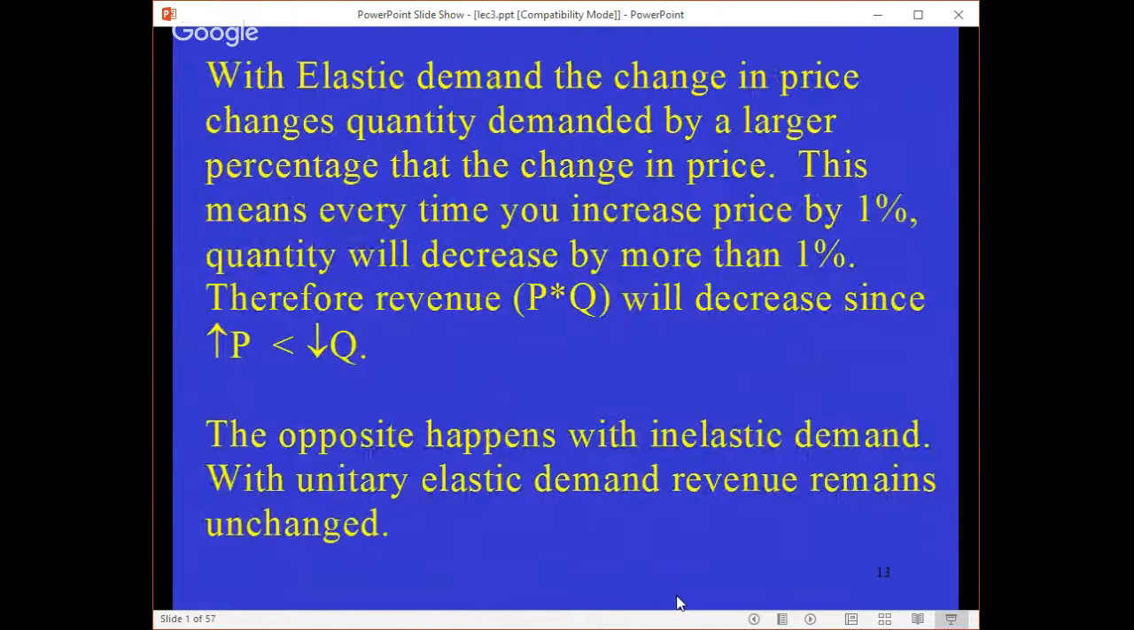Well, this is what I said. With elastic demand, the change in price changes the quantity demanded by a larger percentage than the change in price. This means that every time I increase price by 1%, quantity will decrease by more than 1%. Therefore, revenue will decrease when price increases. And the opposite happens with inelastic demand. And of course, with unitary elastic demand, you get no change in revenue.